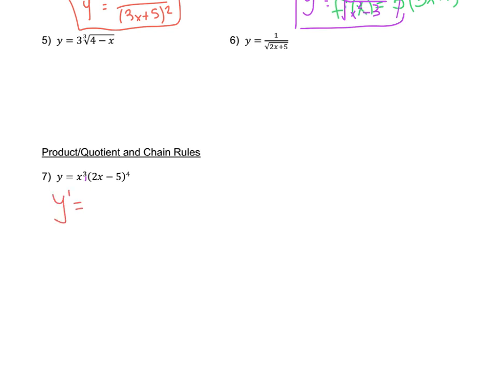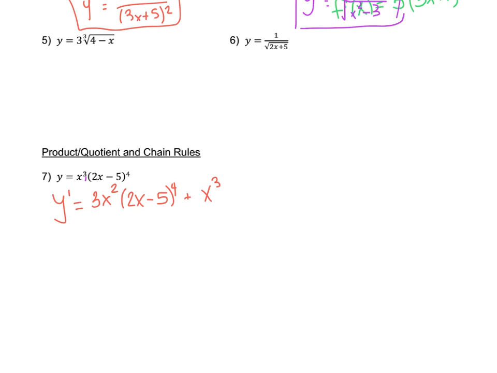All right, so let's do this. The product rule. There's a couple different ways because order doesn't really matter with the product rule. So let's say I take the derivative of the first function, that would be 3x squared, times the second function as is, (2x minus 5) to the 4th. And I add that to the first function as is, so x cubed, times the derivative of the second.